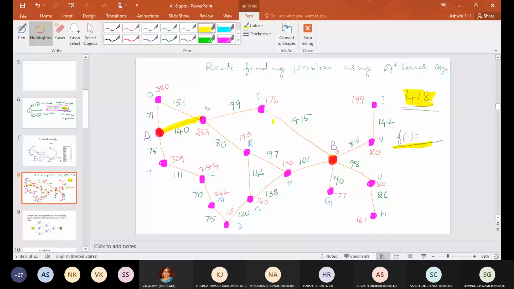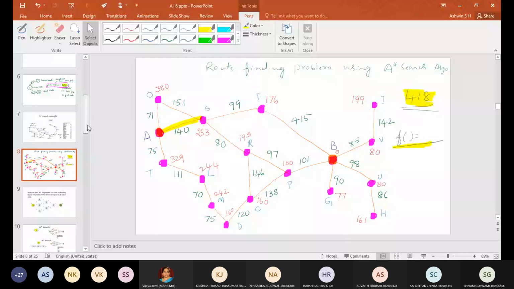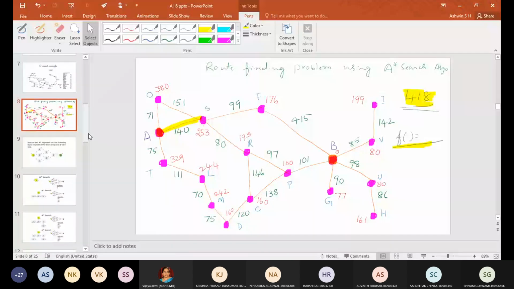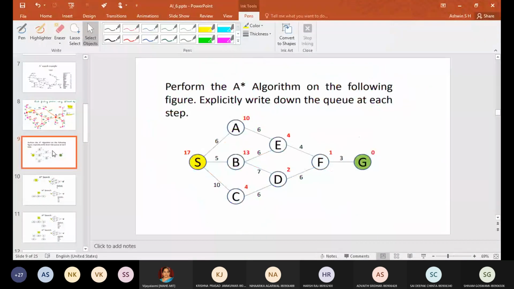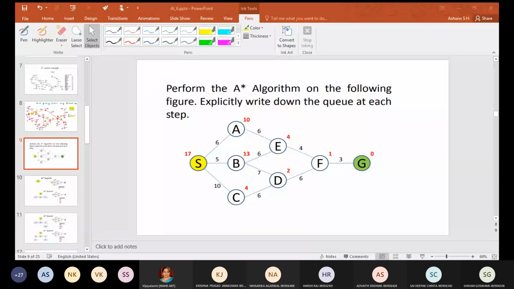I have one more problem for practice. If you solve 2-3 problems, then only you will be perfect. You will not make any mistakes. Just try this. I have taken one problem. All of you, please try this problem.